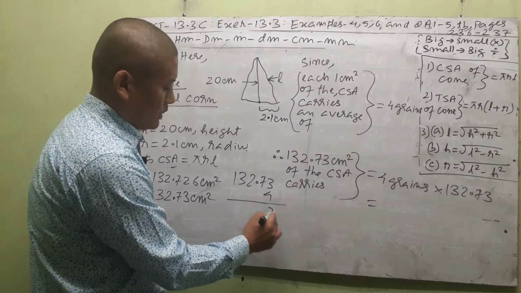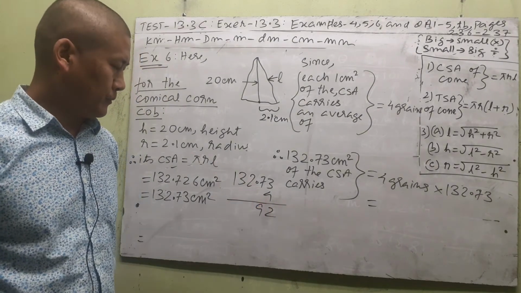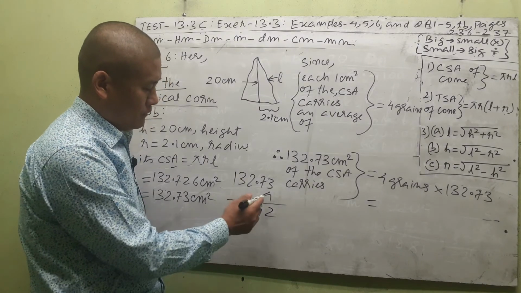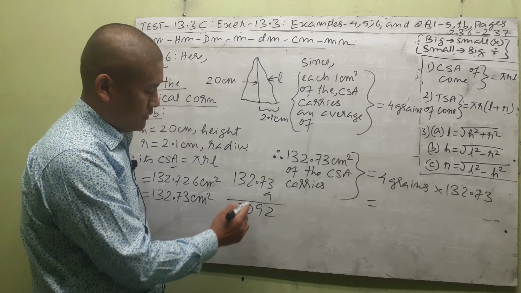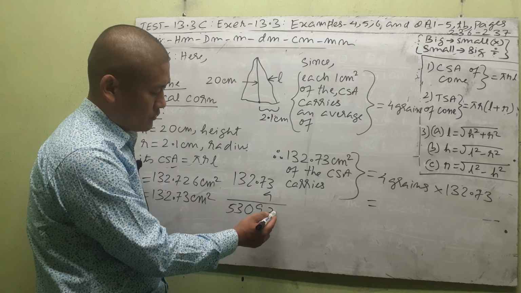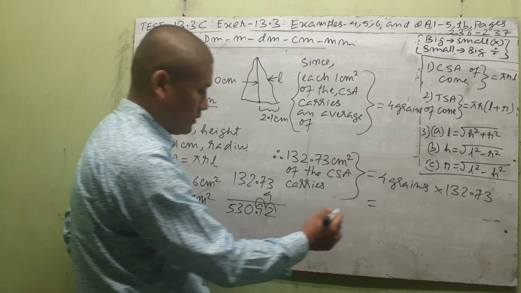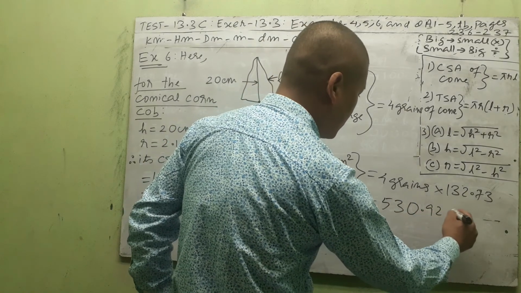4 3s are 12, 1 in hand. 4 7s are 28 plus 1, 29. 2 in hand. 4 2s are 8, 9, 10, 2, 1 in hand. 4 3s are 12, 13, 1 in hand. 4 1s are 4 plus 1, 5. 2 decimal places, so start from the extreme right, go left 2 places, between 0 and 9. So 530.92 grains we're getting.